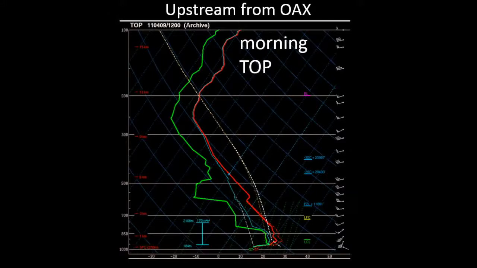We jump up to Topeka, our next spot. This is a different looking profile than what we saw south. The moist layer is deeper. Now notice right at the surface, it's actually cooler than it is down to the south. We're sitting right on that frontal zone. This is on the edge of the stratus that you saw in the satellite image. So we've got something different.